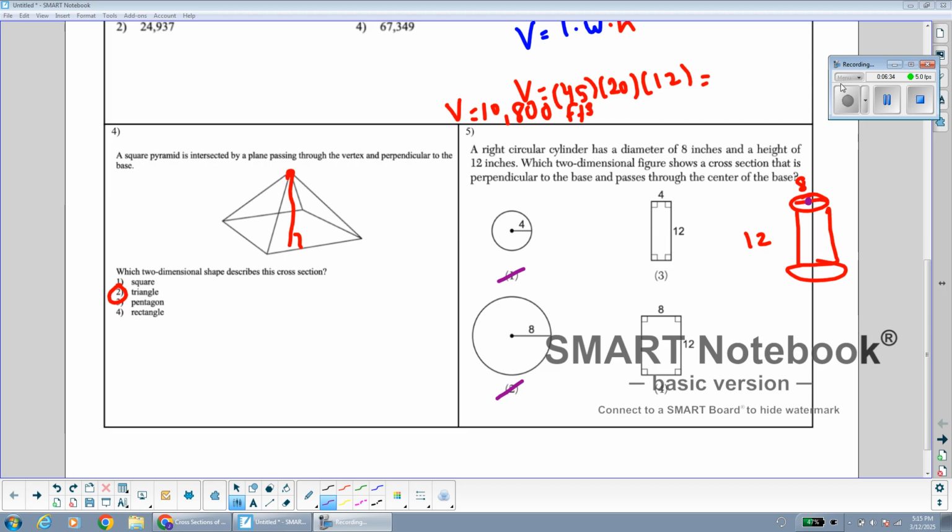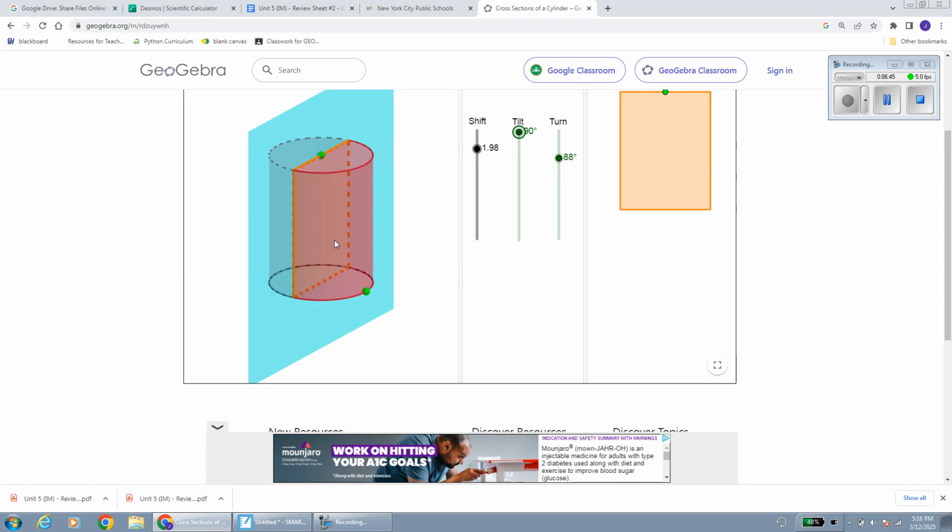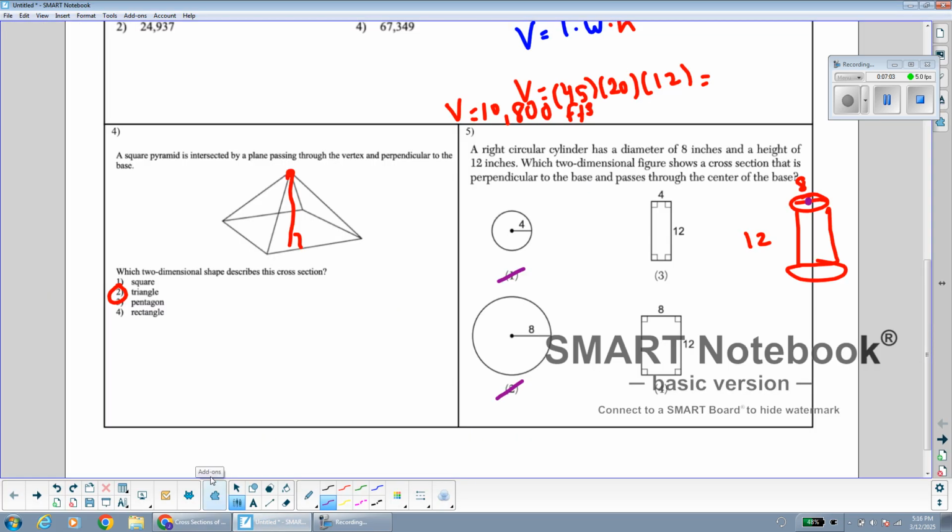For this, I feel like the best way to see what the answer is is to see a visualization of it, because I can definitely see why people would think it would be 4. So over here, I have just a GeoGebra link to a vertical cross section of a cylinder. And if you take a look over here, since the cross section is slicing it through, the cross section is actually the diameter. So that is why it is 8 and not 4.